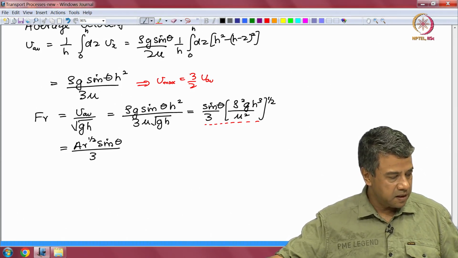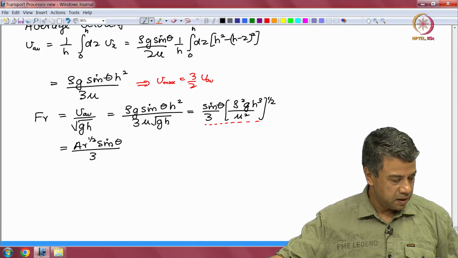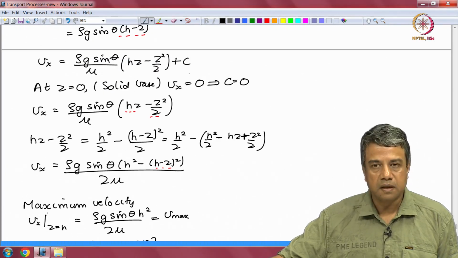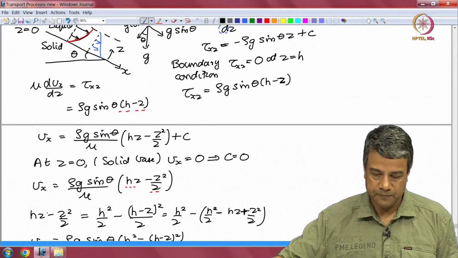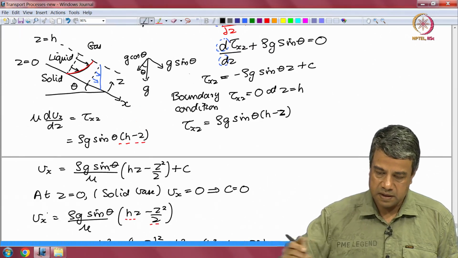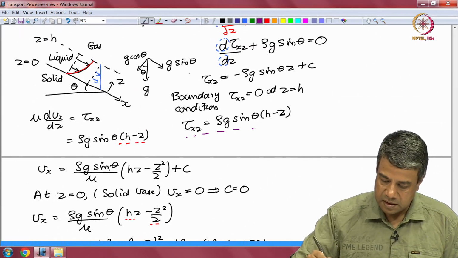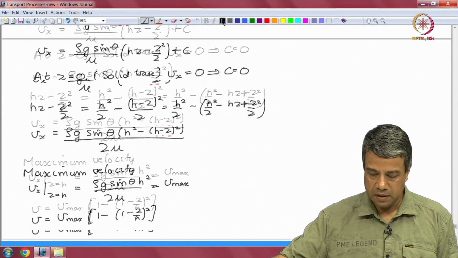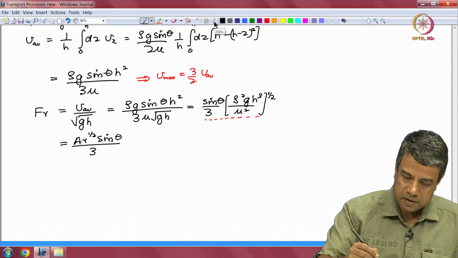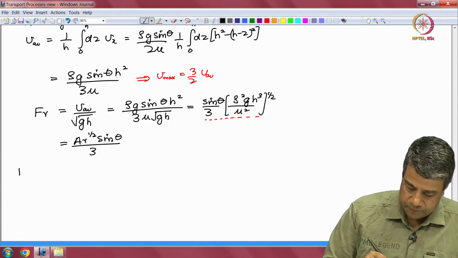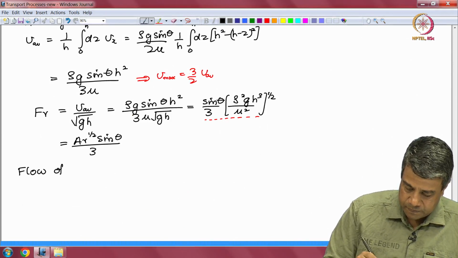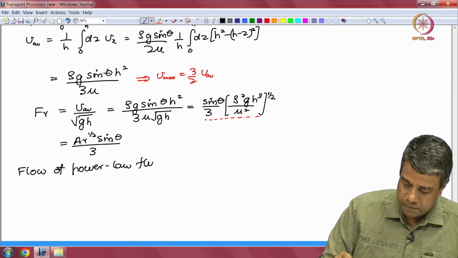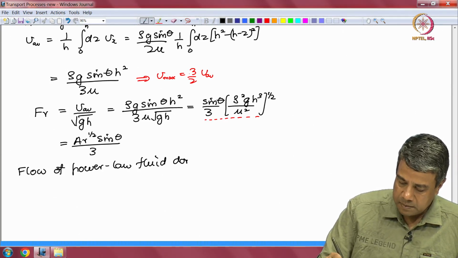Now, let us look at a slightly more complicated example, okay, and that is for so far we have considered cases where the diffusivity is a constant. Okay. So, in this case I had first derived for you the equation for the stress and then integrated that to get the equation for the velocity field. Okay. What happens for a power law fluid flowing down an inclined plane?